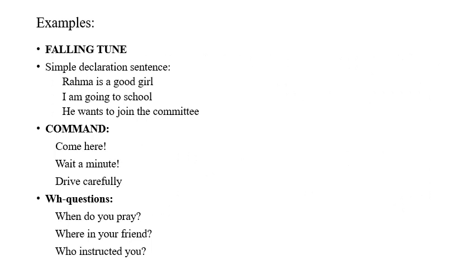Examples of falling tone. Simple declaration. When you are stating an idea using a declarative sentence, then your tone must fall. Rama is a good girl. I'm going to school. He won't attend the committee. When you are stating a command: come here. Wait a minute. Drive carefully. Also for the WH questions, that is direct questions: When do you pray? Where are your friends? Who frustrated you? Who instructed you?